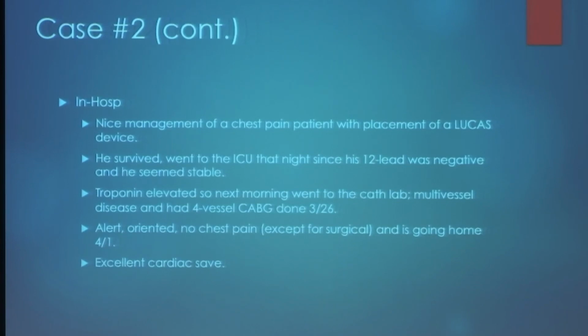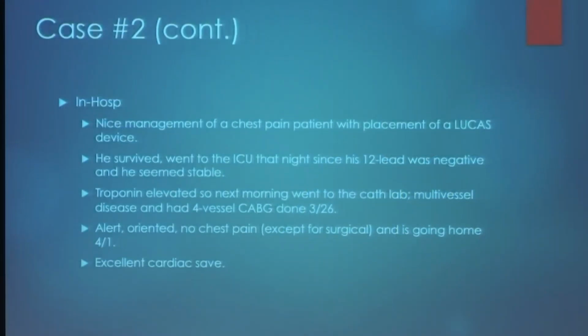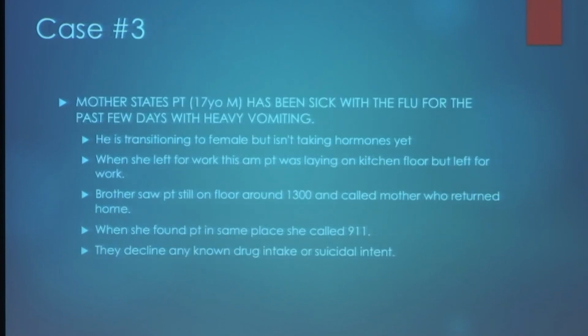He had multi-vessel disease. So this guy's first indication of ischemic chest disease, coronary artery disease, was that he had chest pain and then had an arrest. So it's kind of lucky that he did that in front of you. He had a 4-vessel coronary artery bypass graft done about 2 days later, and he's alert and oriented, no chest pain except for a surgical incision. And he's going home, so he was in the hospital for his arrest and his CABG for a total of about 6 days. So that's cardiac arrest save number 2.